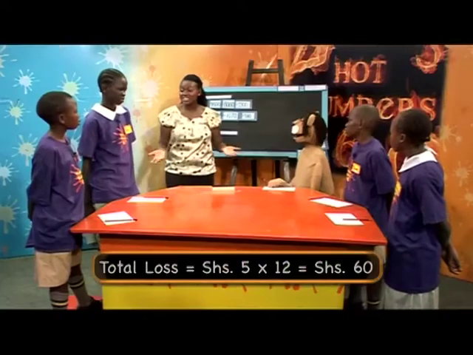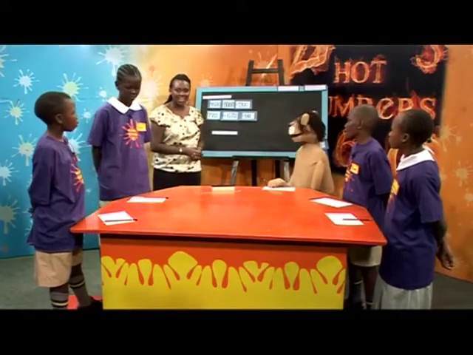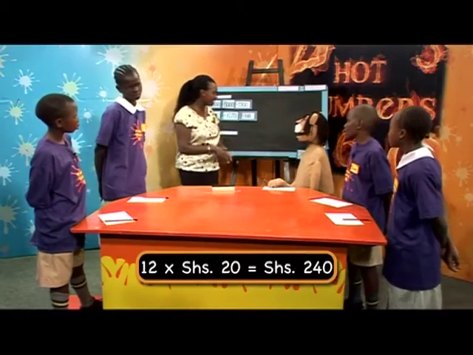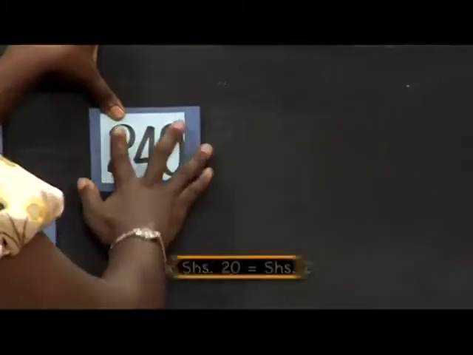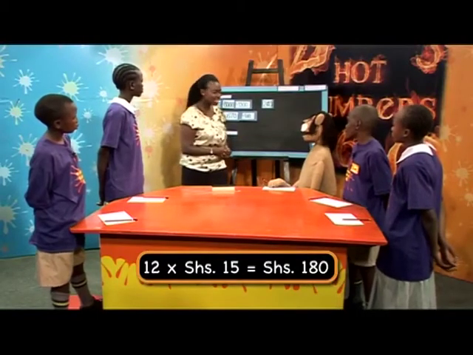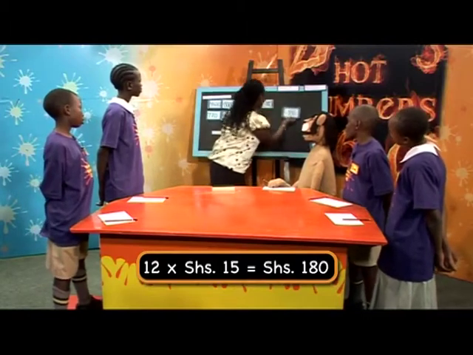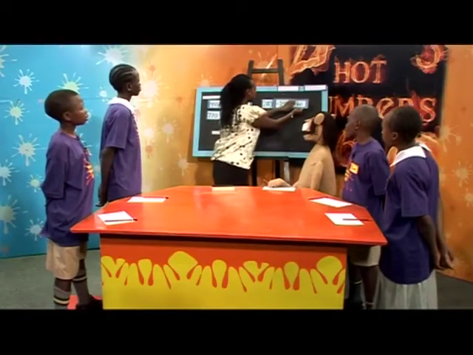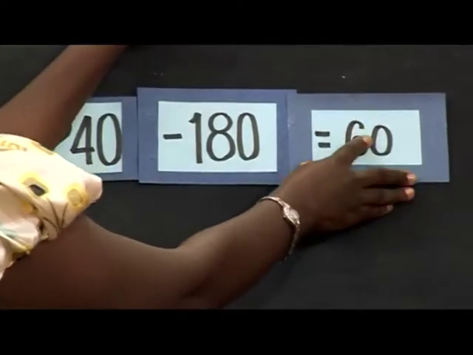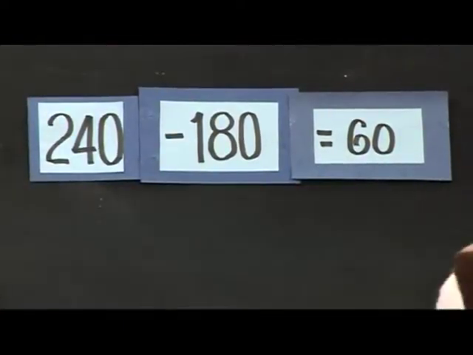Very good. Alternatively, we could have multiplied 12 by 20 shillings to get 240 shillings. And then we multiply 12 by 15 shillings to get 180 shillings. Now, when we subtract this, we get 60 shillings. Very good. Now, I would like all of us to talk about percentage profit and percentage loss.